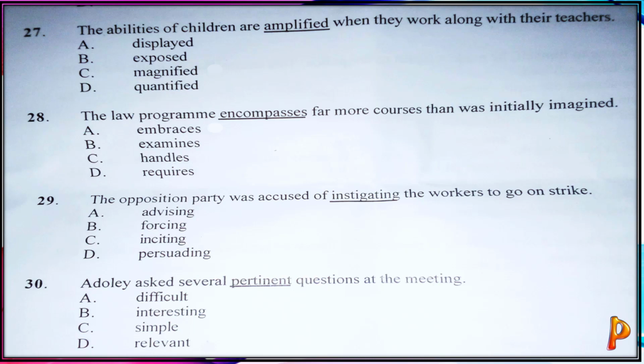29. The opposition party was accused of instigating the workers to go on strike. A. Was accused of advising the workers to go on strike. B. Was accused of forcing the workers to go on strike. C. Was accused of inciting the workers to go on strike. D. Was accused of persuading the workers to go on strike. The correct answer to this question is answer space C. The opposition party was accused of inciting the workers to go on strike.